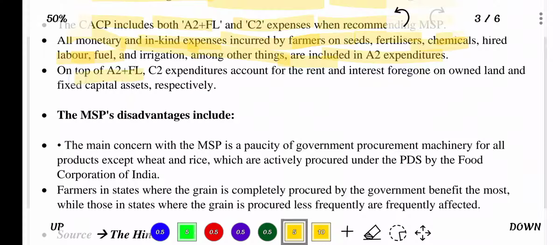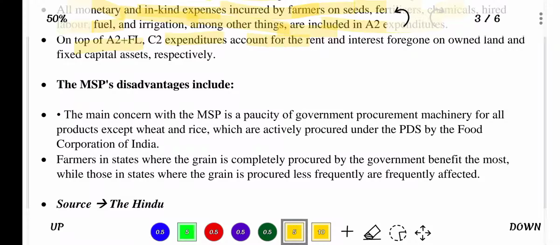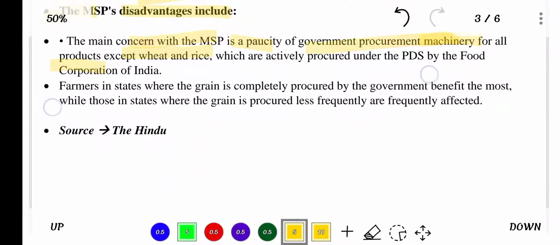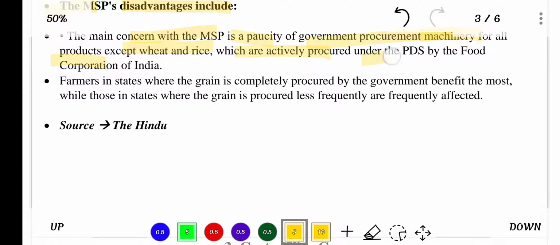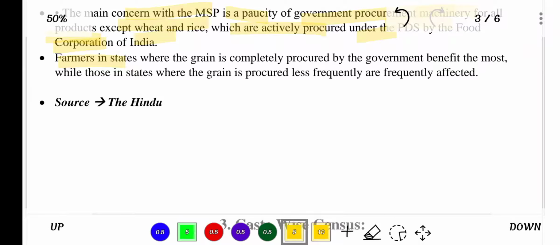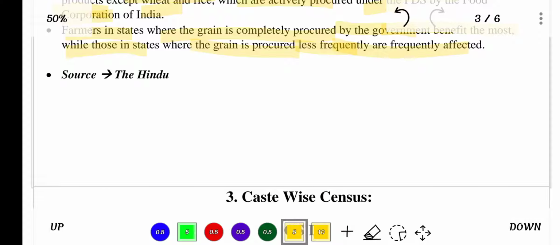On top of A2 plus FL, C2 expenditures account for the rent and interest foregone on owned land and fixed capital assets, respectively. The MSP's disadvantages include: the main concern with the MSP is a paucity of government procurement machinery for all products except wheat and rice, which are actively procured under the PDS by the Food Corporation of India. Farmers in states where the grain is completely procured by the government benefit the most, while those in states where the grain is procured less frequently are frequently affected. Source of this news is The Hindu.